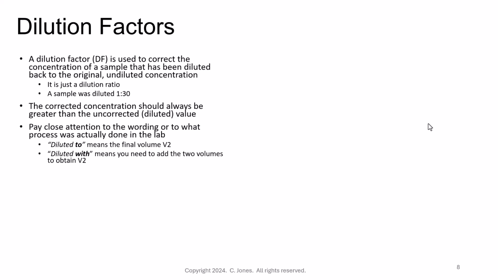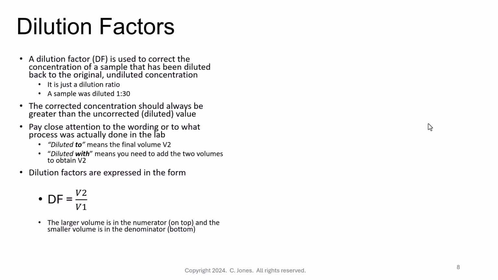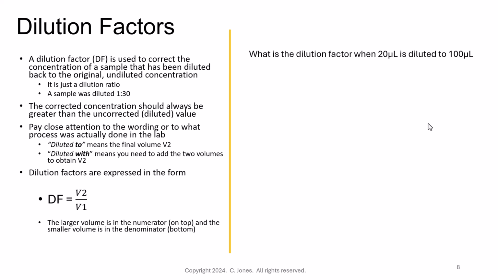So diluted to means the final volume is already given to you. So I diluted to 200 microliters. The final volume is 200 microliters. Diluted with means I added diluent to my concentrated solution, and so I now need to add the volume of the concentrated solution plus the volume of what I diluted with. Okay? Dilution factors are expressed in the form V2, the final volume, the volume that you end up with, divided by V1, the volume of the concentrated, the initial solution. So when we're correcting for a dilution factor, the larger volume always goes on top, and the smaller volume is always in the denominator.